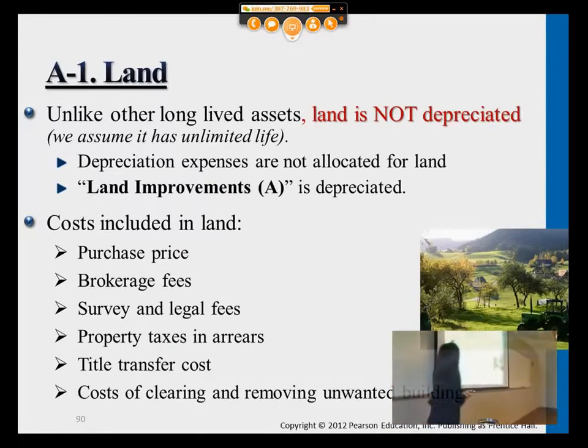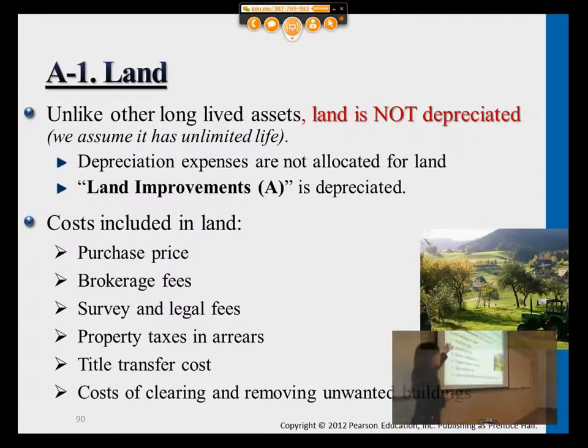So here are some of the examples that go into the land account. Keep in mind, again, all of these will not be depreciated later. But the reason we're mentioning these here is, if a problem tells you the company is purchasing a piece of land, this is the purchase price, this is the brokerage fee, survey fee, property taxes, transfer cost, you need to add them all together in that journal entry. So this is an example of the possible categories that you may see in a problem.